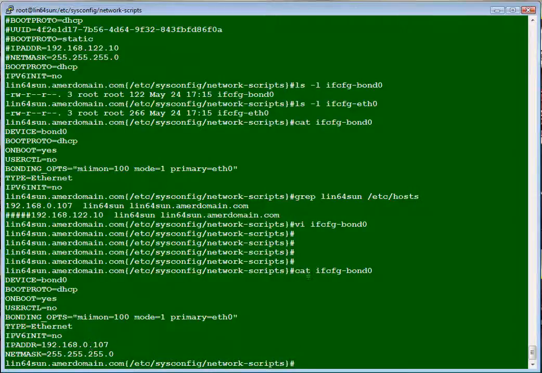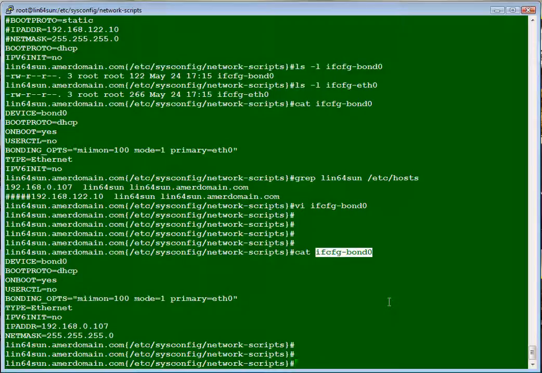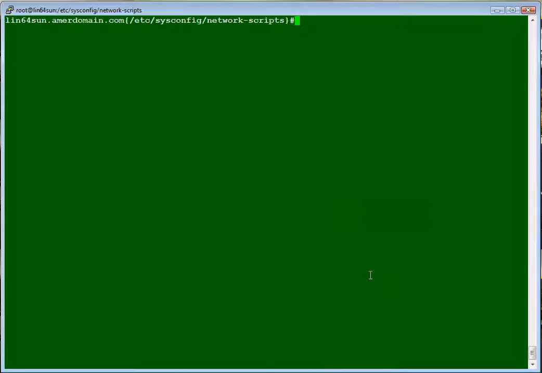Now, if this bond 0 is your network card, then what is in the actual physical network card? You can check what is in there.